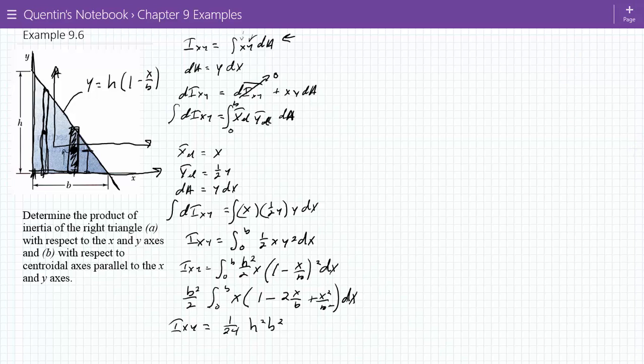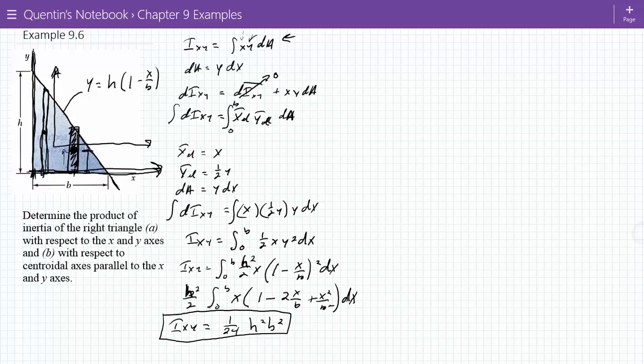Where did my h go? I converted this to, sorry, this is an h, that's not a b. This is an h, and I couldn't read my own writing. Sorry about that. So you end up getting 1/24 h squared b squared. So that is the product of inertia. That's your answer for part A. That is the product of inertia relative to the x, y coordinates as shown there.